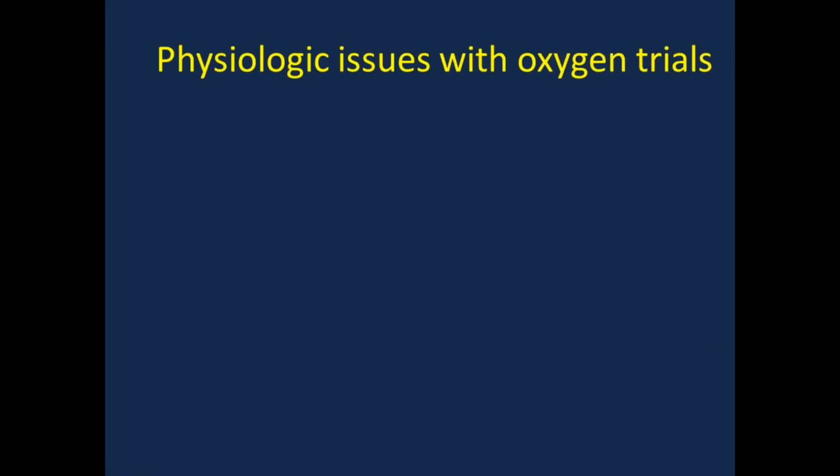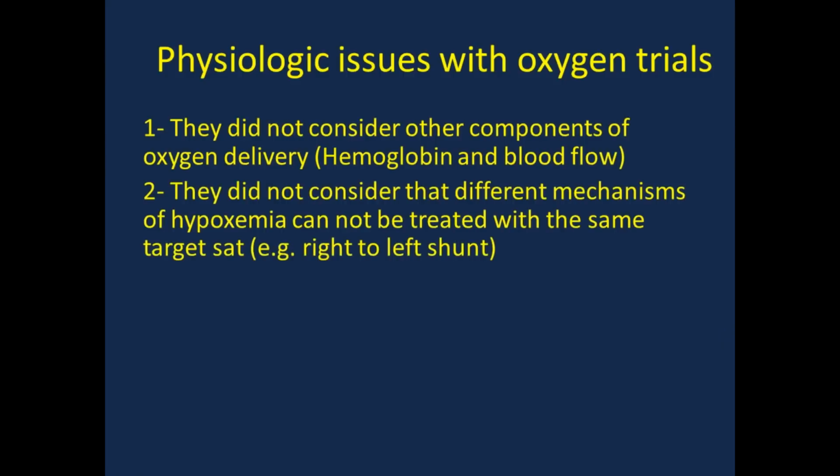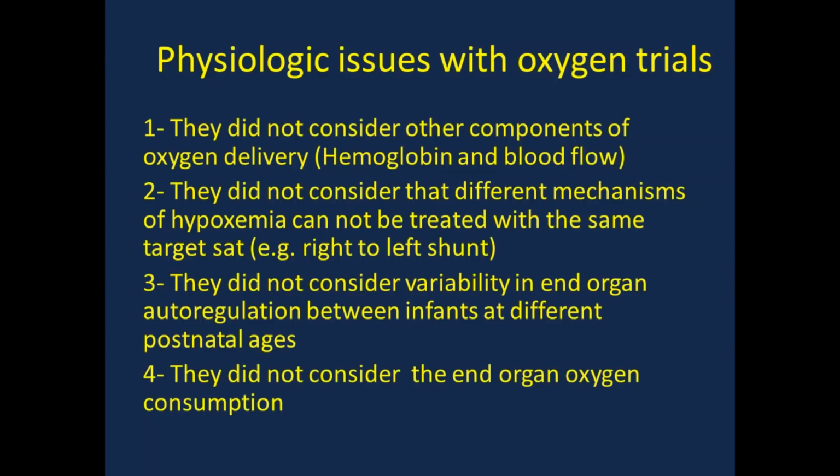And then there are some physiologic issues with these oxygen trials, which are, in my opinion, more important to consider. They did not consider other components of oxygen delivery, like hemoglobin or blood flow. They did not consider that different mechanisms of hypoxemia, like right to left shunt, cannot be treated with the same target saturation. They did not consider variability in end organ autoregulation between infants at different postnatal ages. So a very premature infant at 23 weeks is not the same as 27 weeks in autoregulation, and when he is growing up, his autoregulation should mature, so he should be treated in a different way. They did not consider the end organ oxygen consumption.